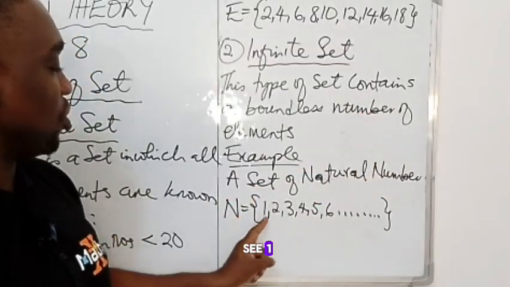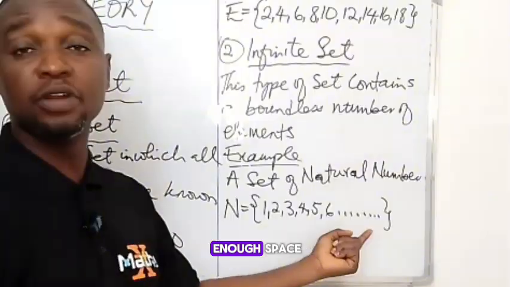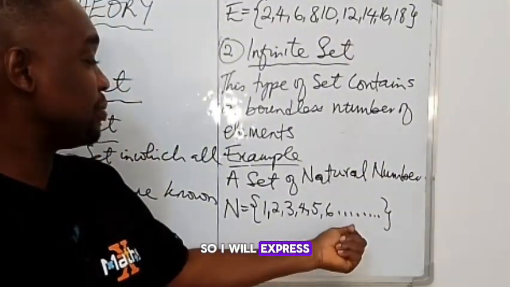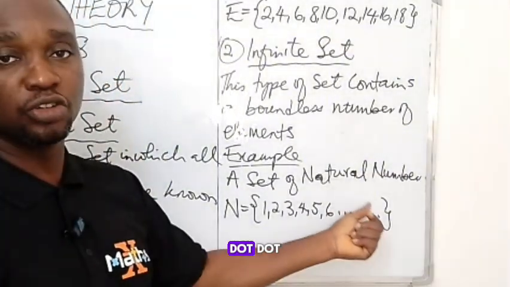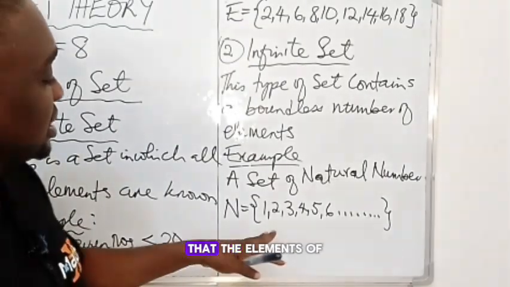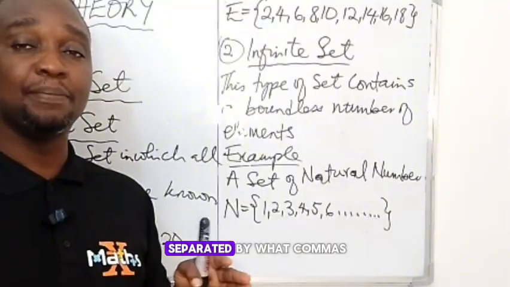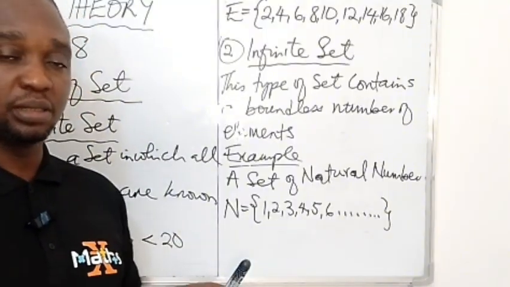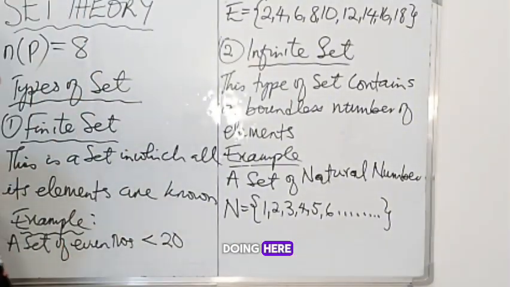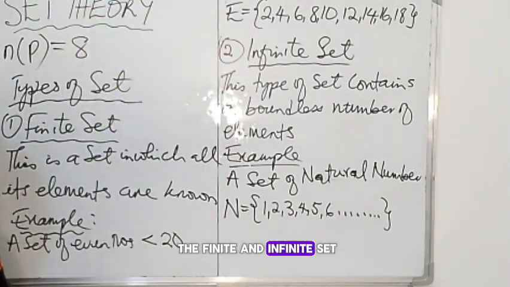As you can see, 1, 2, 3, 4, 5. I can keep on going on and on, but I won't have enough space. So I will express it with what? Dot, dot, dot. So that is what I'm doing here. As you can see, the elements of a particular set are separated by what? Commas. So that is for the finite and infinite set.